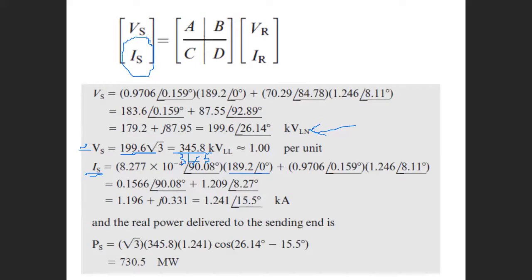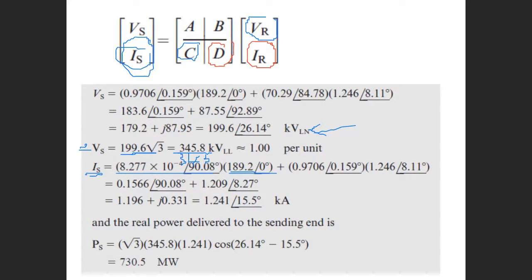So IS will be the line to neutral voltage here times 8.227 times 10 to the power minus 4 at an angle of 90 degrees. This is IS. IS simply is C times VR plus D times IR. Again, R is the receiving end.